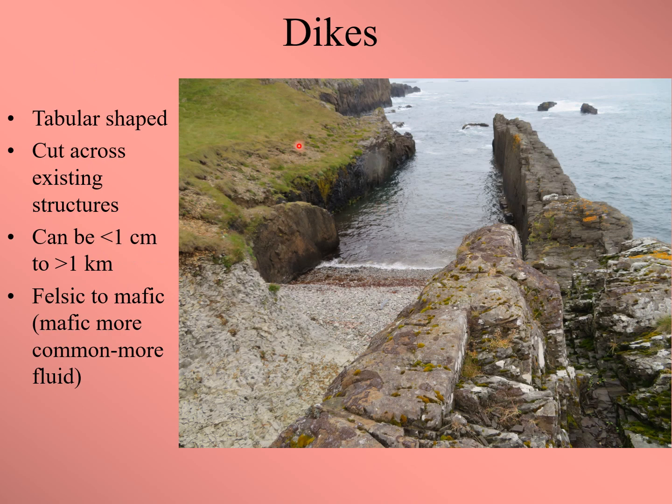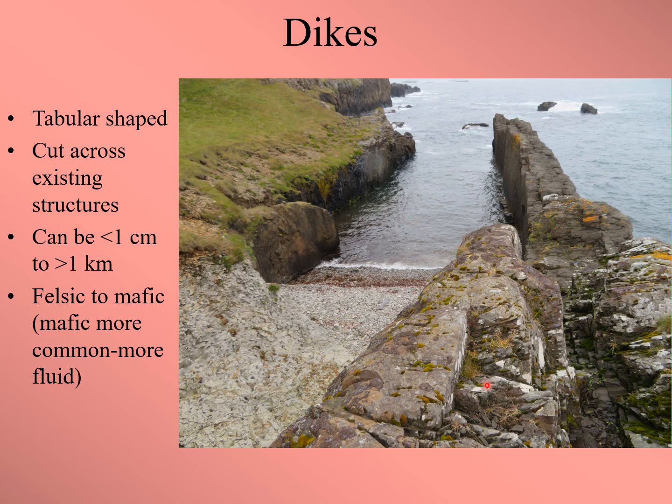So again, dikes are tabular shaped. They cut across existing structures, so they don't go with the structure like the sills do, where they're parallel to the sedimentary layer. They're cutting through other layers, perpendicular. They can be as small as less than a centimeter wide, and they can be as large as a kilometer. And they can be both felsic and mafic, right? So as long as they're moving through the crust upwards, they can be any composition. As long as they're more buoyant than the crust, they'll move up through it.